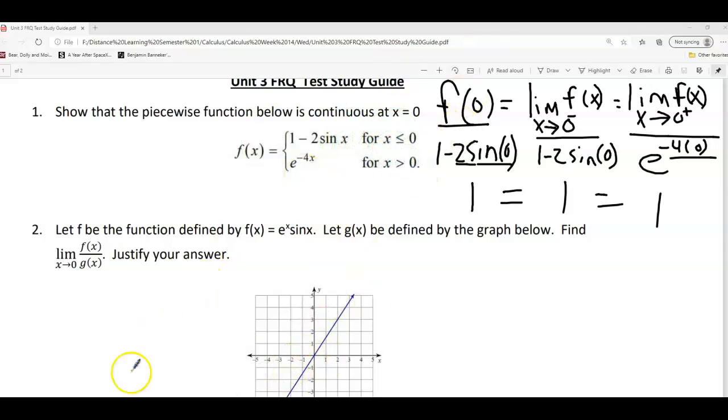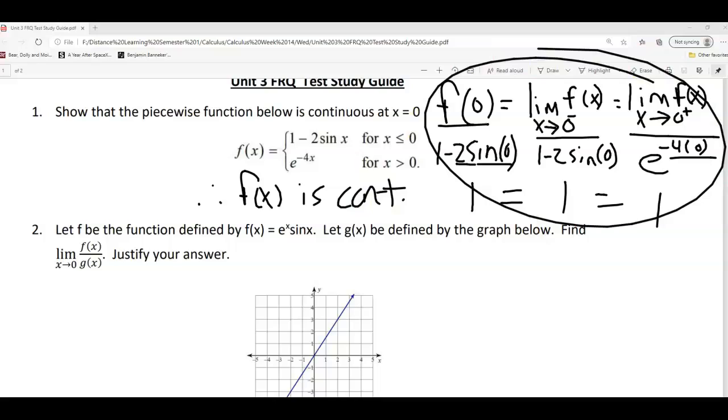I almost forgot this part. You have to actually state your conclusion. So we say, therefore, f of x is continuous. Don't forget to state your conclusion. Some of you guys did this, but then you didn't state a conclusion. It's like, okay, you have to tell people what that means. Well, that means that it's continuous.